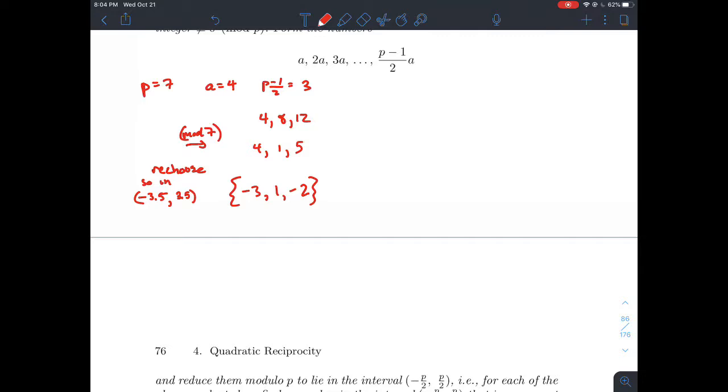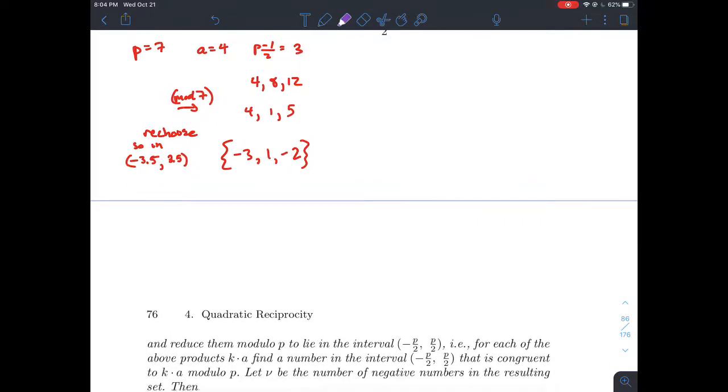I've got my list so that the first (p minus 1)/2 multiples of a lie in this interval from minus p/2 to p/2. Now what we're supposed to do is just look at my list. We're just going to count how many negative numbers are in that set. Well, there's 2 of them. And then here's the magic.